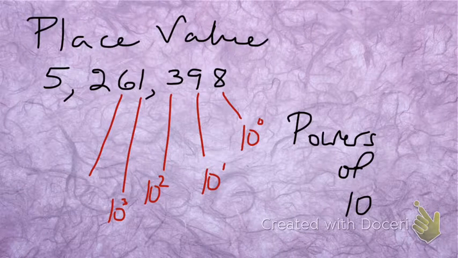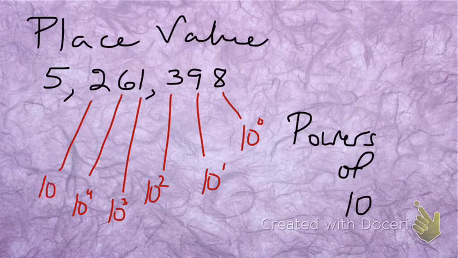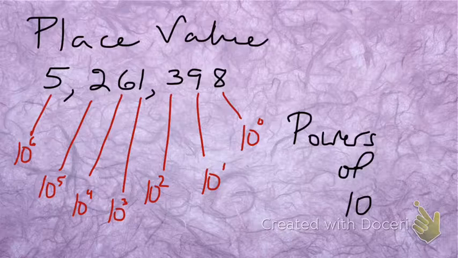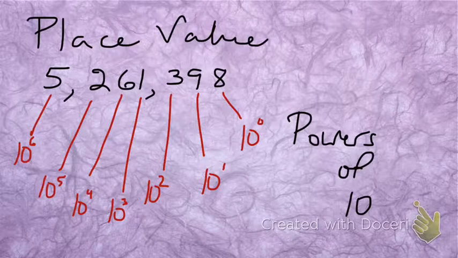6 times 10,000, that's 6 times 10 to the fourth power. 2 of the 100,000s is 2 times 10 to the fifth power. And the millions, 10 to the sixth power. Same as the number of zeros behind that 5 in the number 5 million. That's it for place value.